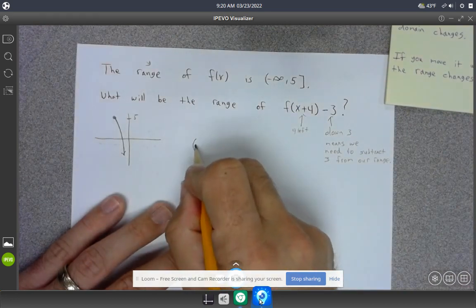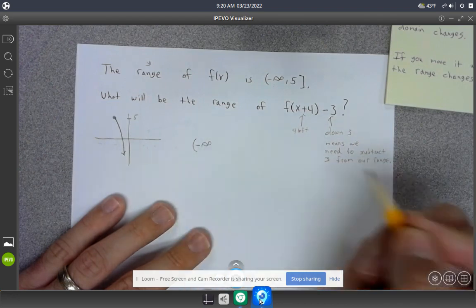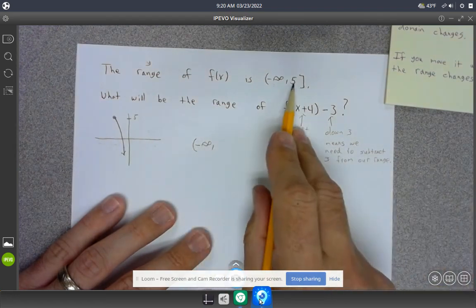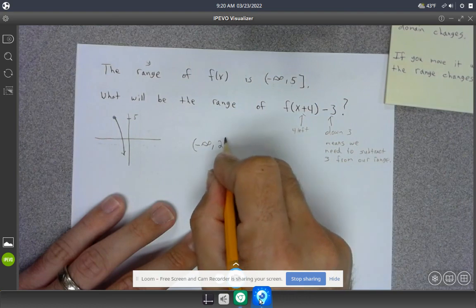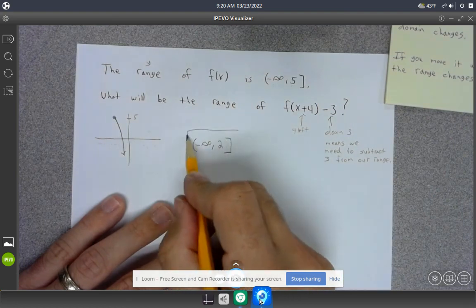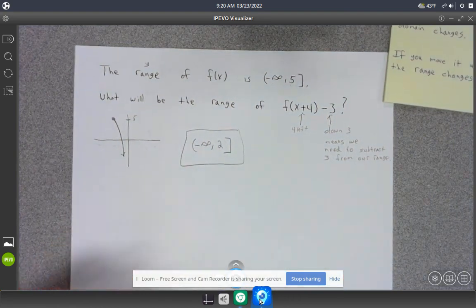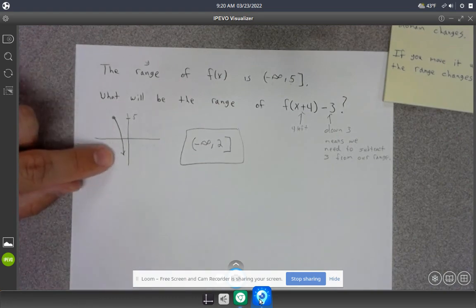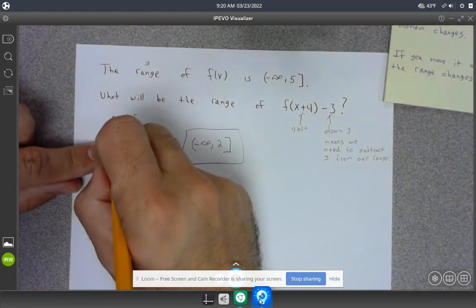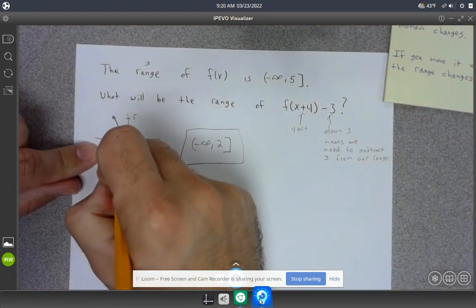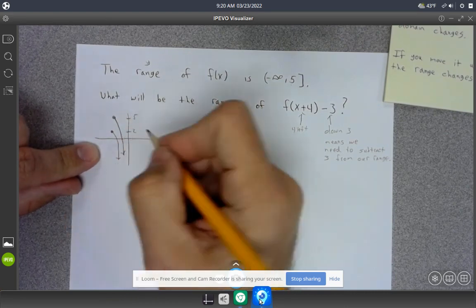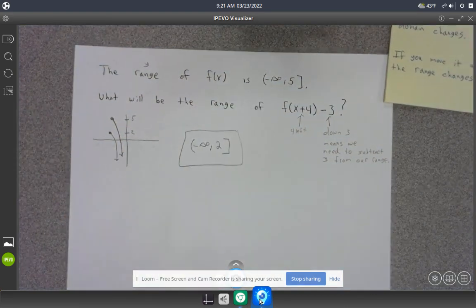Well, -infinity minus 3 is still -infinity, and 5 minus 3 is going to be 2. This is going to be our new range. If we just take this and shift it down 3 units, it would look something like this instead. Okay. Last one.